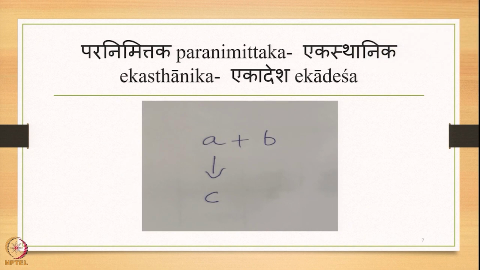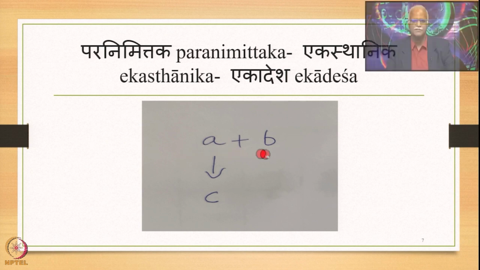Then we have Paranimittaka Ekasthanika Ekadesha, where we have A plus B in close proximity in the Samhita mode, and in the environment of B, which is Para, A is Purva over here, A is replaced by C. A is substituted by C. A is the Sthani, C is the Adesha. A plus B is the input and C plus B is the output.